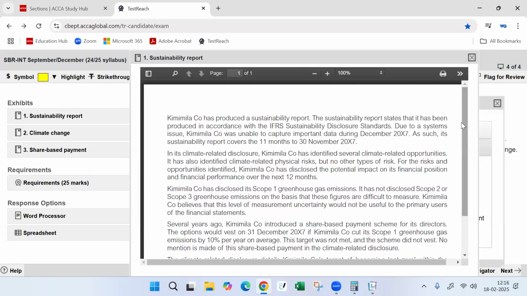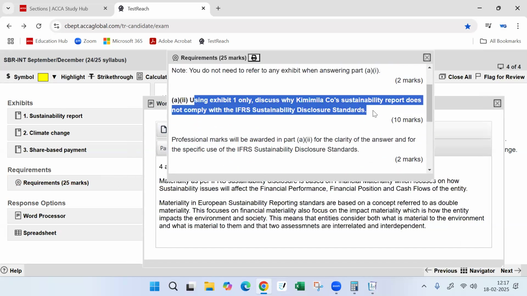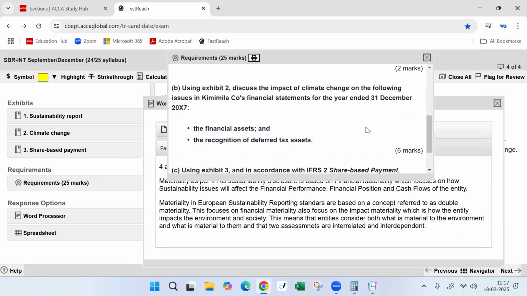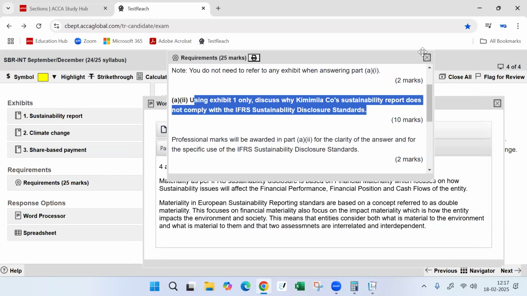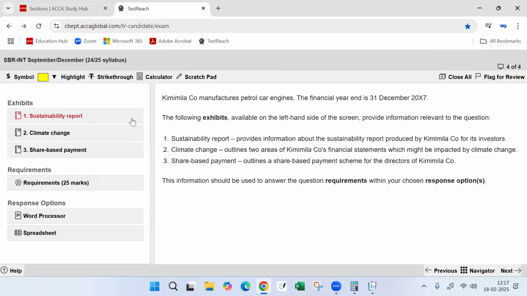IFRS S1 states all about the sustainability impact and opportunity, right? IFRS S2 talks about the climate related issues. Correct, right? That's what IFRS S2 talks about. So we are required to review those particular disclosure standards and check what exactly are the issues that we are identifying in terms of the sustainability report. Okay, so first let's read that particular report.